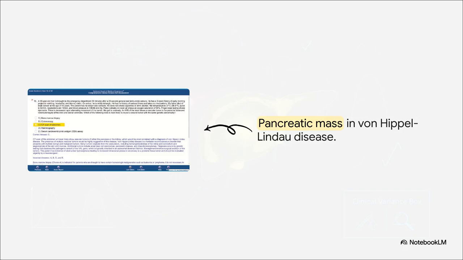But to hit that elite caliber of understanding, you've got to recognize the exact underlying mechanism. This pathology is driven by a mutation on chromosome 3p, leading to constitutive HIF expression. This single mechanistic detail perfectly explains the statistical clustering of highly vascular tumors we see in these patients, like hemangioblastomas, clear cell renal carcinomas, and pheochromocytomas.